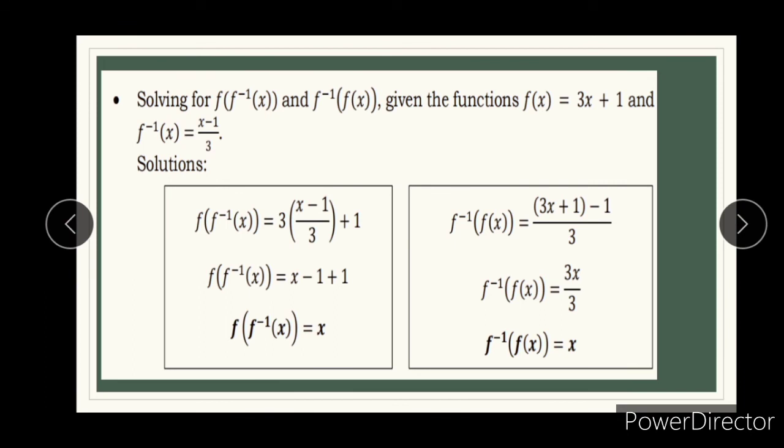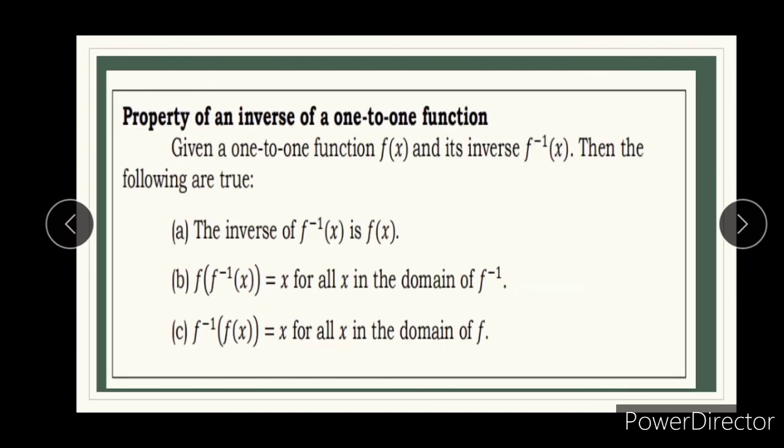Another one, f inverse of f of x is equal to quantity 3x plus 1 minus 1 all over 3. That is equal to 3x all over 3. Now the f inverse of f of x is equal to x. From our solutions, we can summarize the properties of an inverse of a one-to-one function. Now let's have here the properties of an inverse of a one-to-one function.